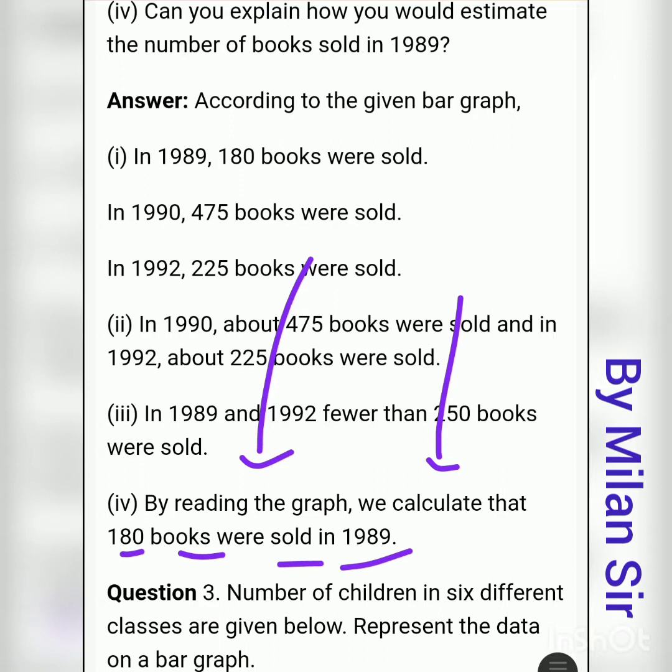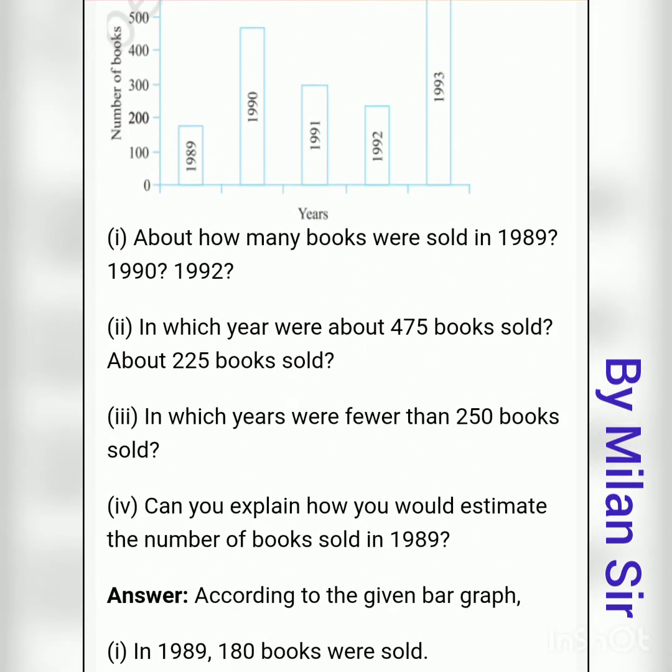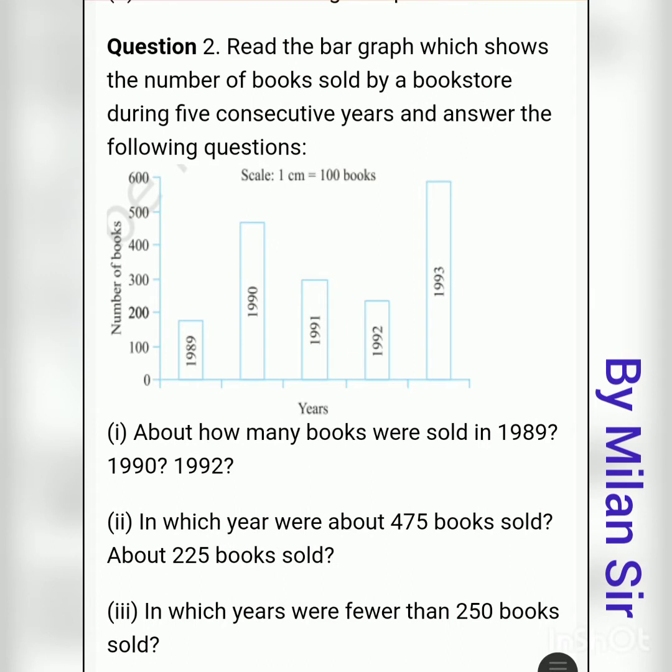If a proper graph is given to you maybe in a textbook, then you can find the exact digits. Okay, in between 100 to 200, total 10 small lines are there, right? And for 1 centimeter 100 books is there. Okay, in 1 centimeter we have 10 lines, right? 1 centimeter is equal to 100 books, so for each line we have 10 books.